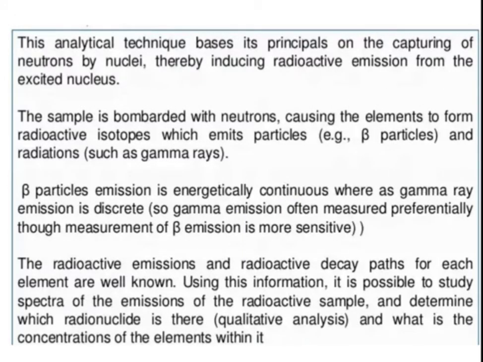This analytical technique bases its principle on the capturing of neutrons by the nuclei, thereby inducing radioactive emission from the excited nucleus, that is the N gamma reaction. The sample is bombarded with neutrons, causing the elements to form radioactive isotopes which emit particles and radiations like gamma radiations. The beta particle emission is energetically continuous, whereas the gamma ray emission is discrete. The radioactive emissions and the radioactive decay paths for each element are well known.